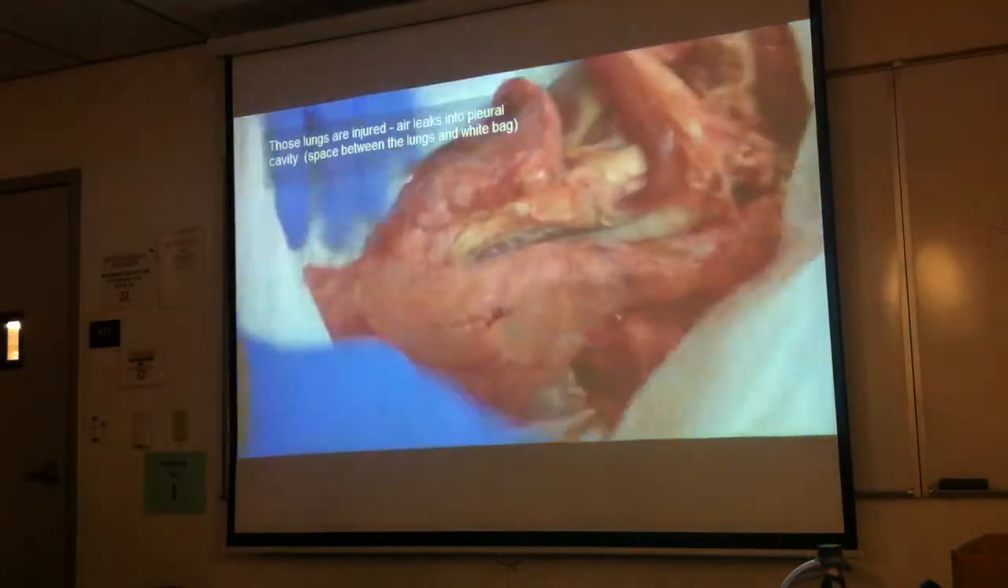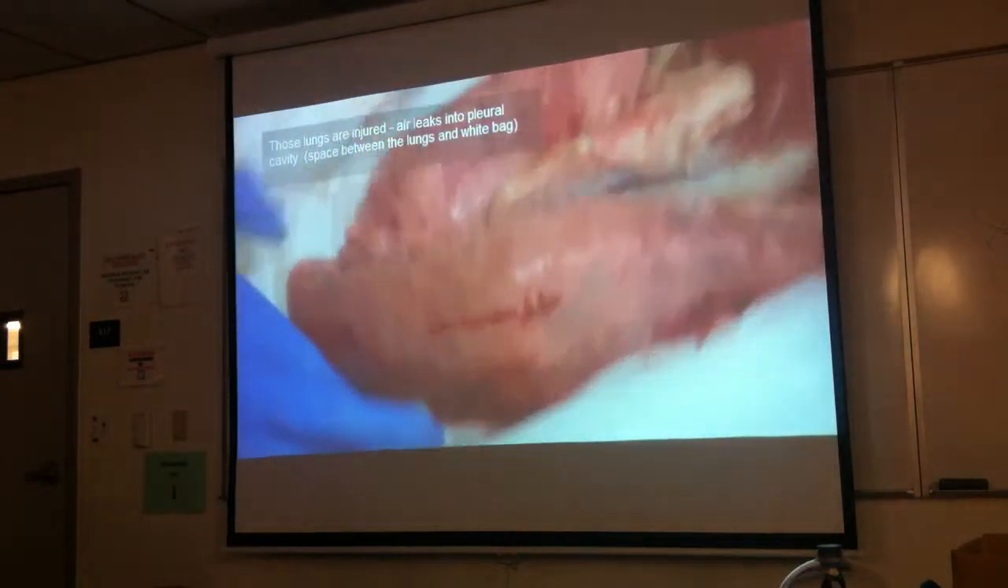So this is a dorsal view of the lung. You can see the gaps in the visceral pleura.